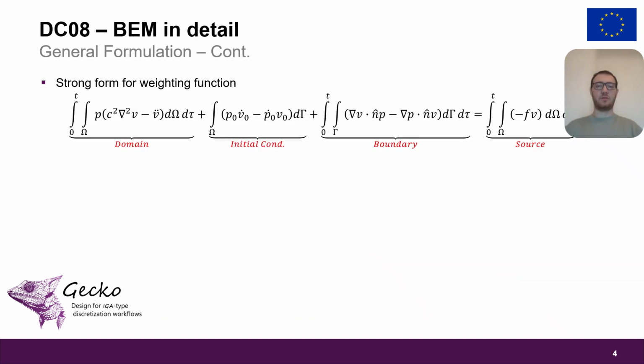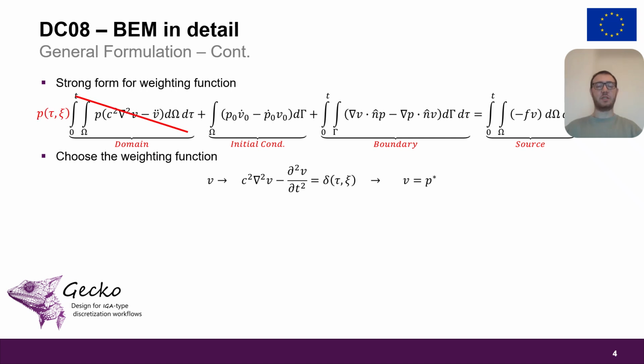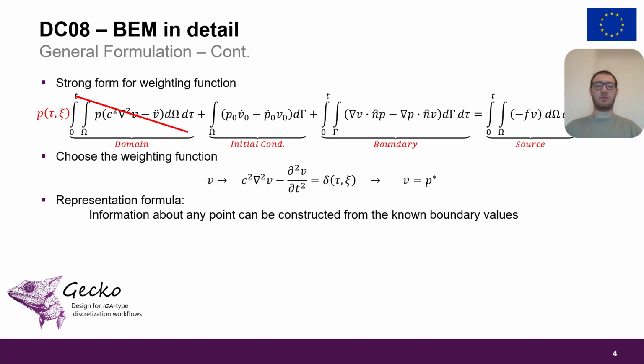And using this strong form equation of motion, we can choose our weighting or test function to satisfy the equation of motion if our excitation is an impulsive forcing at a single point. So that our test function becomes the fundamental solution, and when we replace it in the domain integration, we can get rid of the integration and just obtain the pressure at some time and space. This is called the representation formula, which allows us to construct our volumetric solution from the known boundary values.